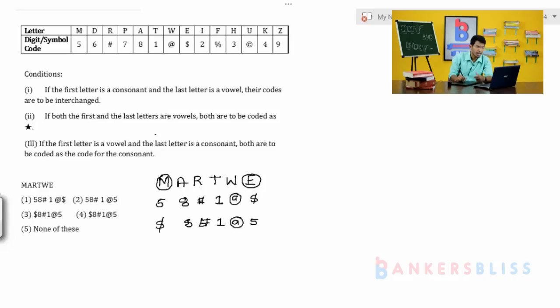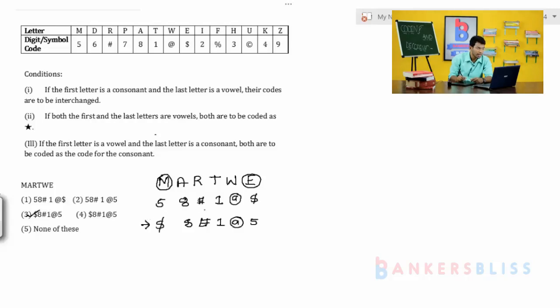Then look at the answer. It is nothing but the conclusion. $, is there? Yes, $. 8 is there? 8. Hash is there? Hash. 1 is there? 1. @ is there? Yes. 5 is there. So option number 3 is the right answer. Why? Because it followed the condition.